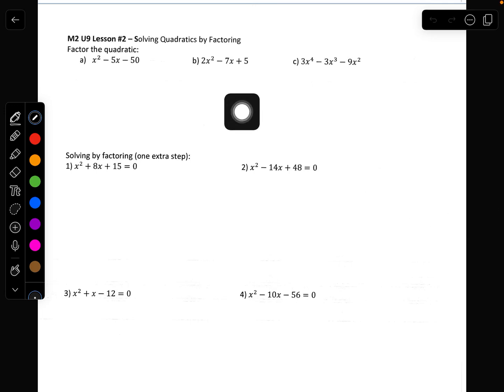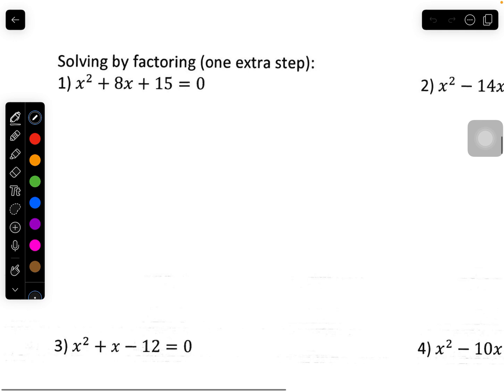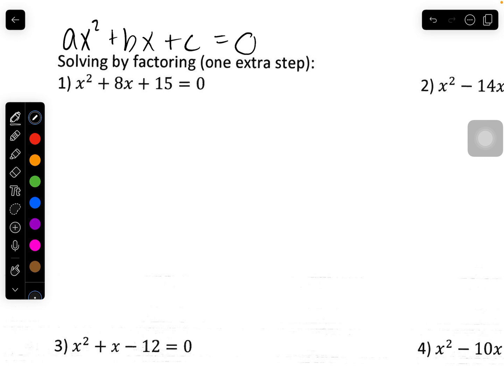Today we're going to talk about how to solve quadratic equations. We're going to start with factoring and then we'll move on to lesson 3, which is solving with square roots. When you solve by factoring, please be sure that your equation is in standard form, meaning ax squared plus bx plus c equals 0.